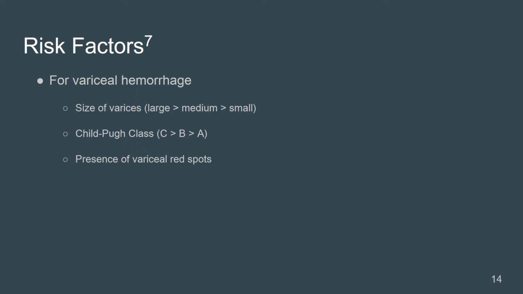Risk factors for variceal hemorrhage include the size of the varices, whether they're large, medium, or small. Another risk factor is the Child-Pugh class. And another risk factor includes the presence of variceal red spots.